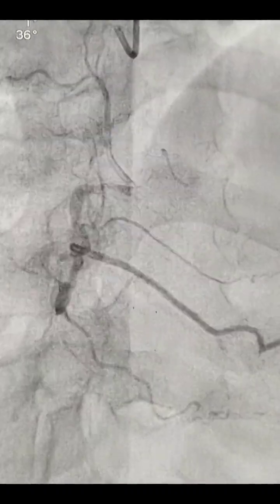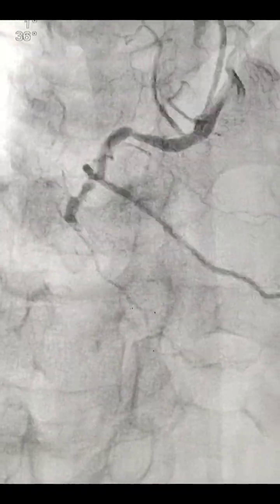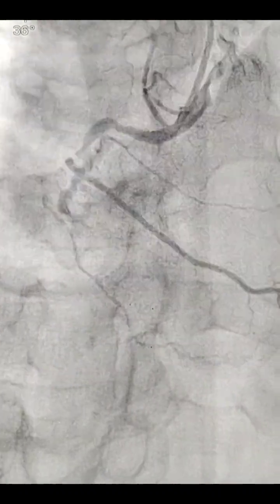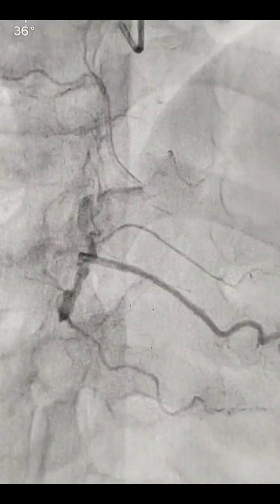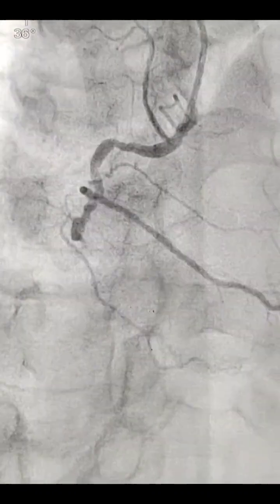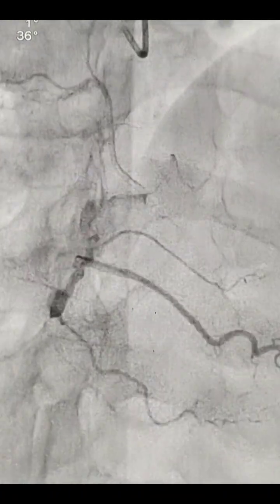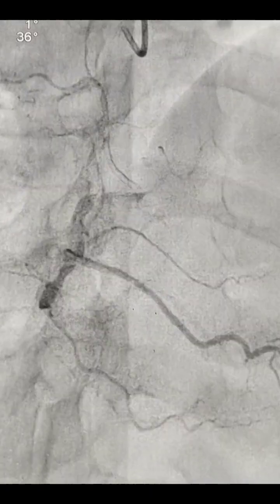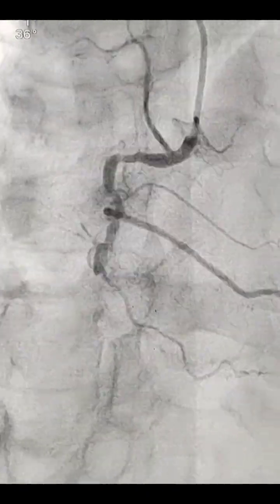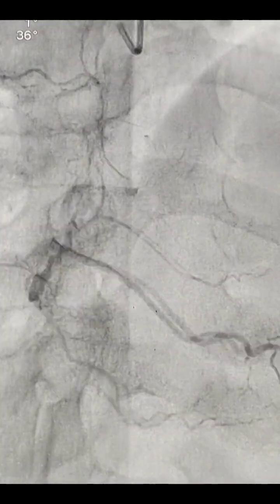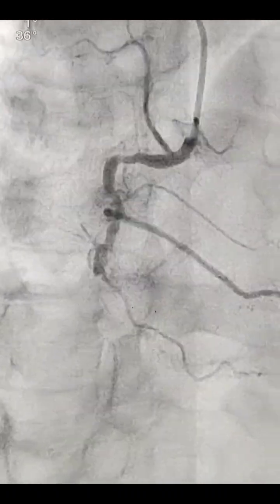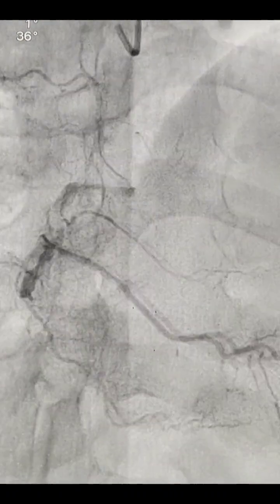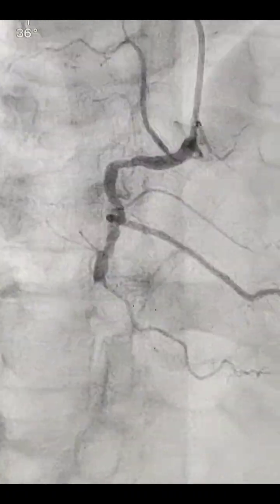So what is your plan of management in this case? We have given them the plan of PTCA to RCA right away, but they're not willing at present, and the patient for the time being is stable, BP is stable, no heart block on the ECG. So they'll decide, and so what is your plan of management in such cases?